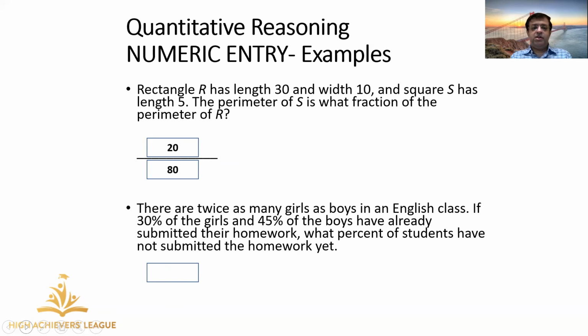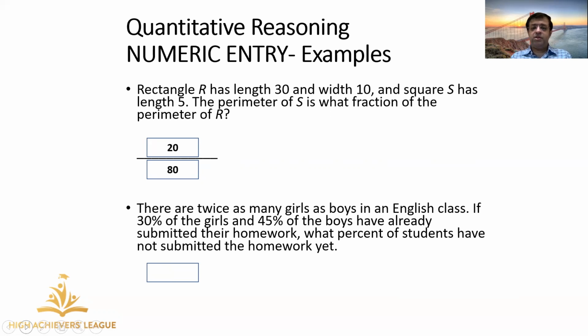All right, let's look at the other question. There are twice as many girls as boys in an English class. If 30% of the girls and 45% of the boys have already submitted their homework, what percent of students have not submitted their homework? Okay, whenever we get questions in terms of percentages, it's always safe to plug in a value of 100. That's because that would make our calculations easier. So let's say the number of boys is 100. Then what will be the number of girls? It will be 200. That's because girls are twice than boys.